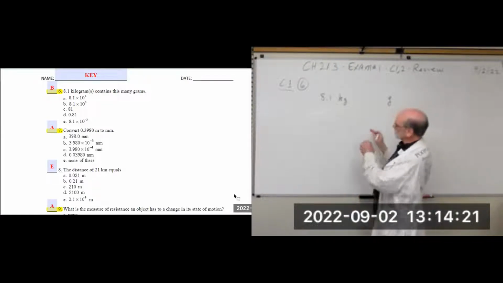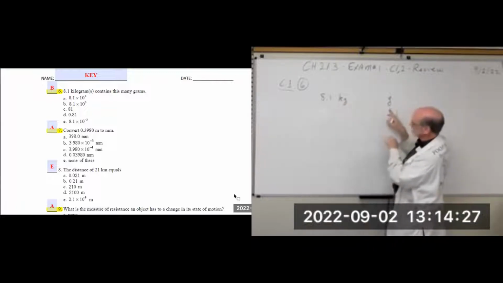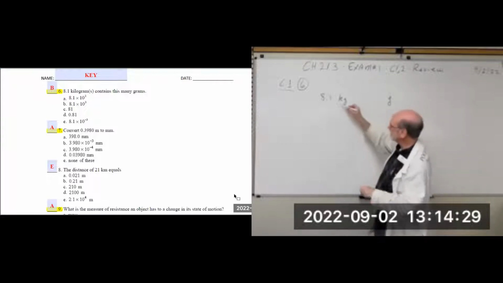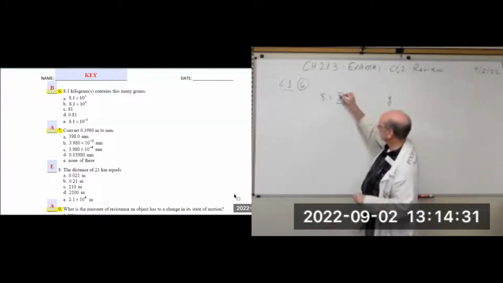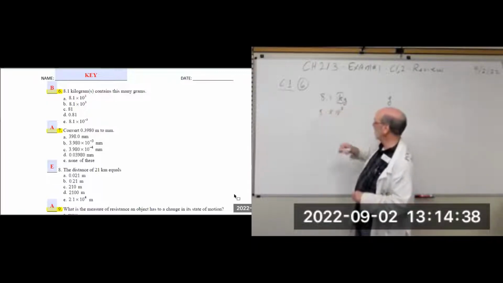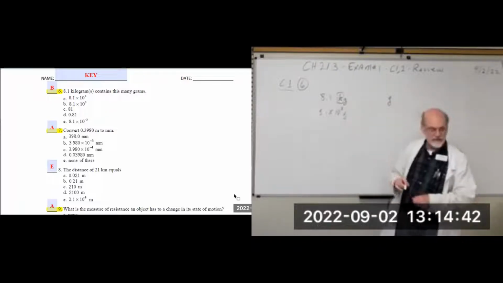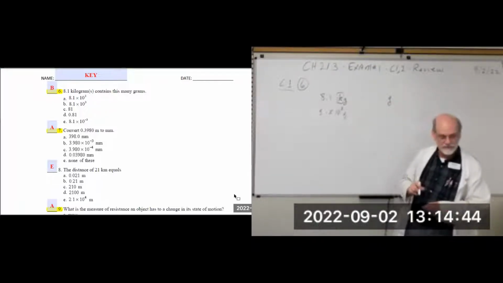When you have something like this, where you have a base unit and a multiplier, and the answer needs to be in the base units, think of this as 10 to the 3rd times 8.1. So that's your answer. Okay.